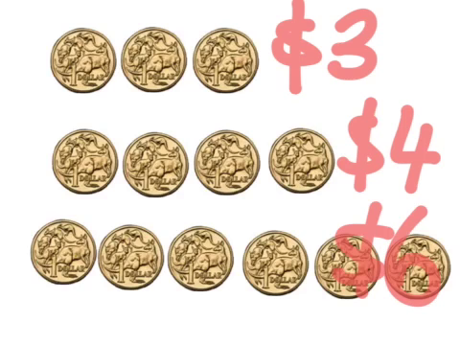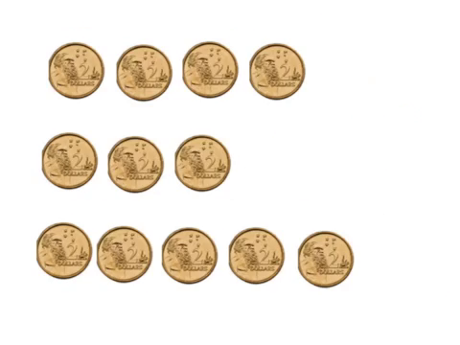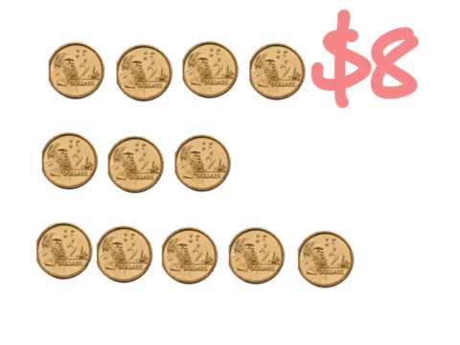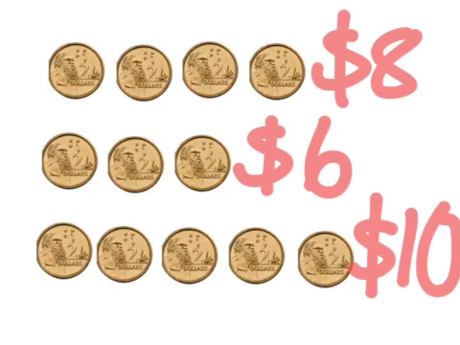Okay, last one to look at is our $2 coin. Okay, so we can skip counting twos. So when we count our $2 coins, we can actually use that knowledge to help us. 2, 4, 6, 8. So that is $8. This next collection, 2, 4, 6. So that is $6. And our last collection down here, 2, 4, 6, 8, 10. So that one is $10.